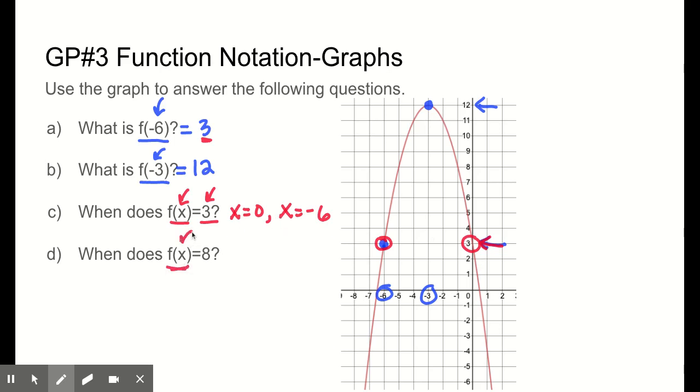Again, what is the input value or the x value when the output or y value is 8? So we look at the graph. Here's our y value of 8. We have 2 points where y equals 8. So what are those x values at those 2 points? Well, x is equal to -1 and x is equal to -5.